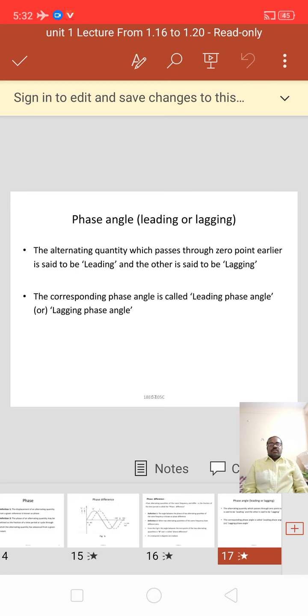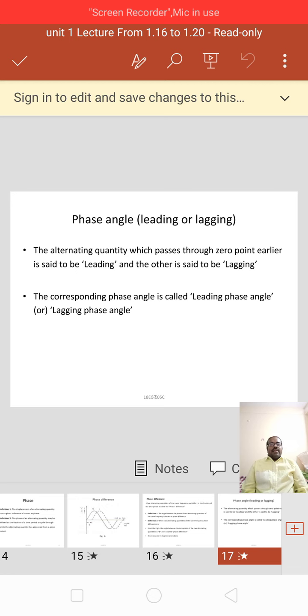Suppose there are 10 members in a running race. The first member, second member and third member differ by some gap between them. The first one is earlier than the second one, the second one is earlier than the third one, and the third is earlier than the fourth one. The difference in between these two is nothing but the phase difference.